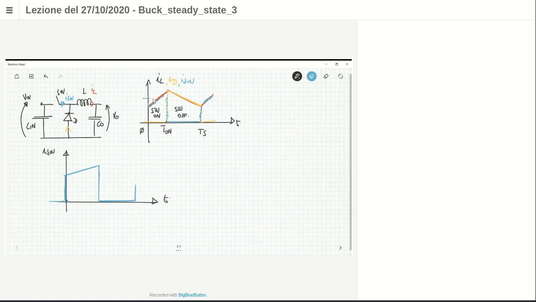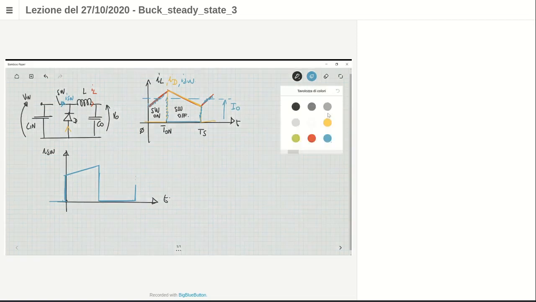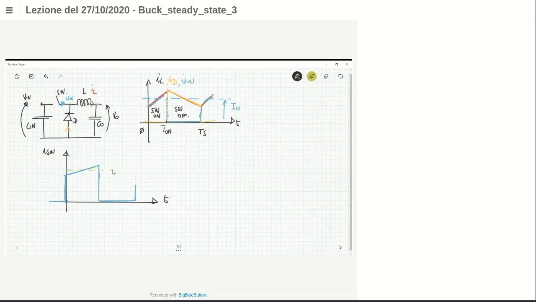Okay? We know that the average current flowing through the inductor is the same as the I naught current, so the current flowing to the load. If you get the same level in the switch current, this is the I naught current. Then you have this current as the minimum current here. Then you also have the I maximum current, which is the peak value of the current.